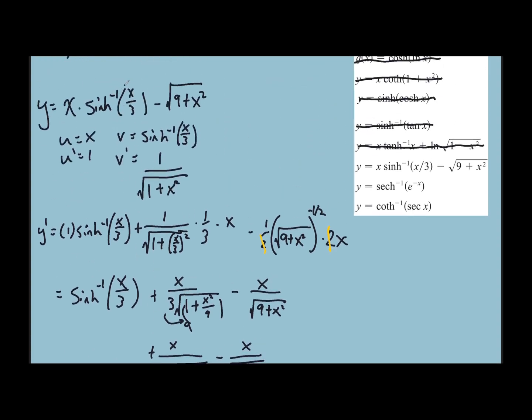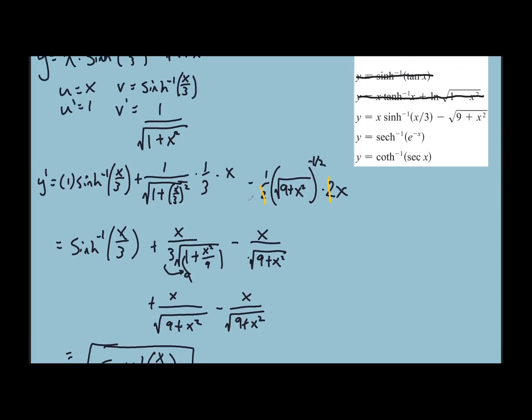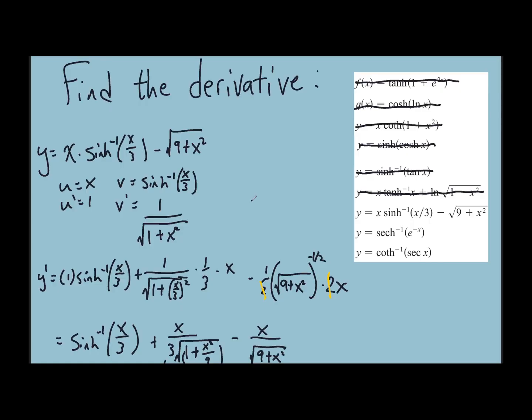So the secret to doing this derivative is, one, knowing the derivative of hyperbolic arc sine, but then paying attention to the chain rule here. It's very easy to make the mistake to not bring out a 2 or a 2x or something like that. Okay, what's the next problem?